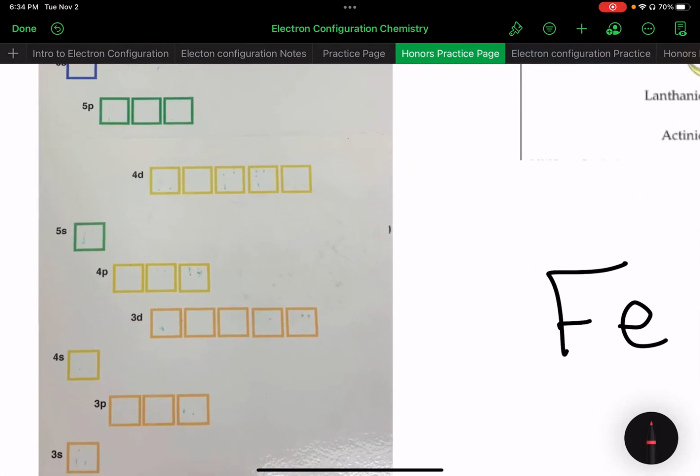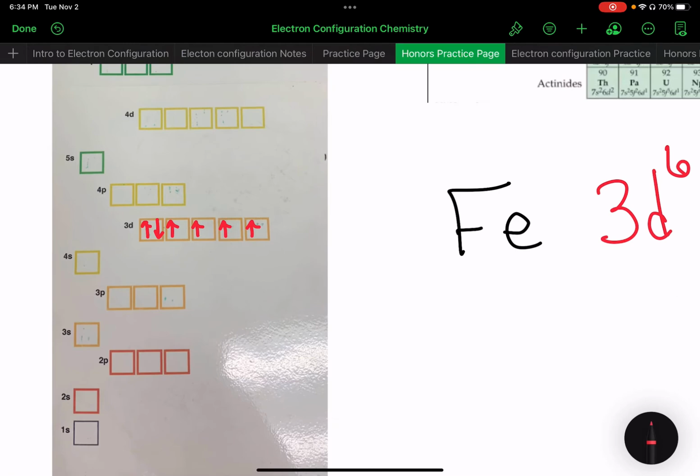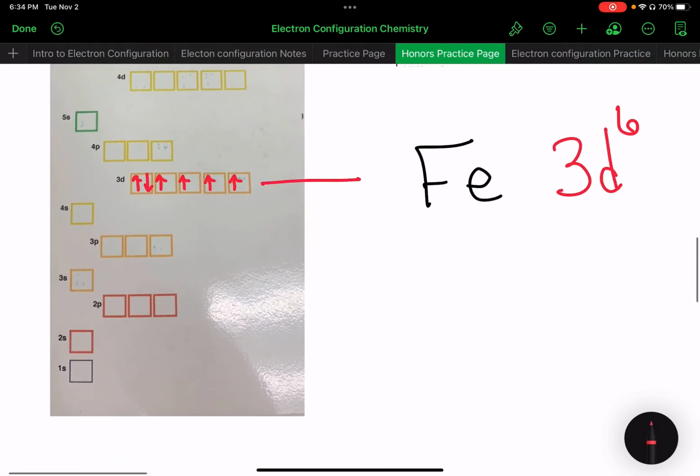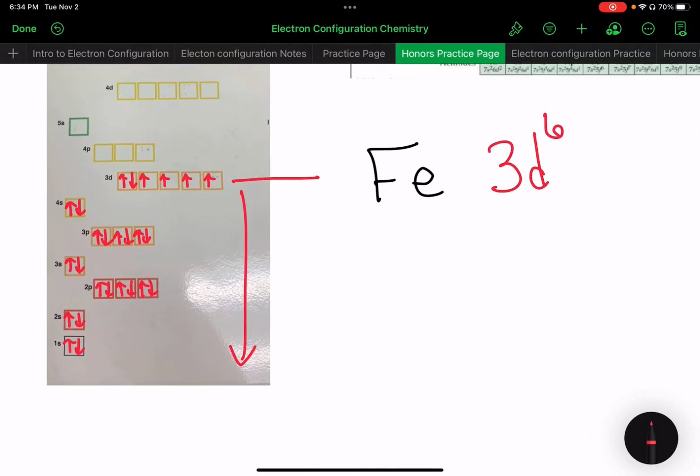So I'm going to go over here, and I'm going to find 3D, and I'm going to put in 6 arrows. Up, up, and then paired. Okay. Since again, this is my endpoint, that means everything else below has to be filled. And so I'm simply going to go in here and start filling my electrons using my principles. You are expected to recognize a configuration that is correct versus a configuration that's not correct. So once I have that, then I need to write my configuration.